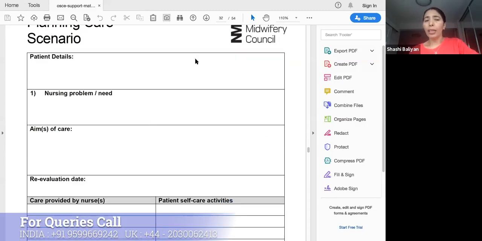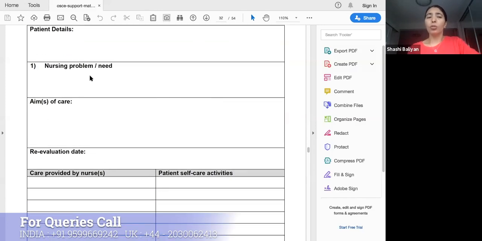Over here, you will write the patient details. Then this is your first problem which you are going to deal with. You are going to write a problem over there, and you are going to write the aim of the care. Say for example, the problem is that the patient is in pain. So pain is your problem. Now what is your aim? Your aim is to bring down that pain. So you will write that the patient is suffering with pain due to the dog bite, evidenced by the pain score of 8 out of 10. This pain score you have already checked when you are doing the assessment. So this is how you write your nursing problem.